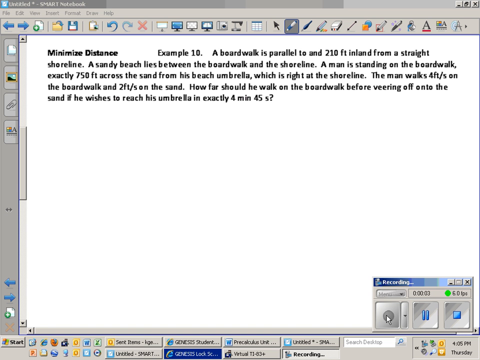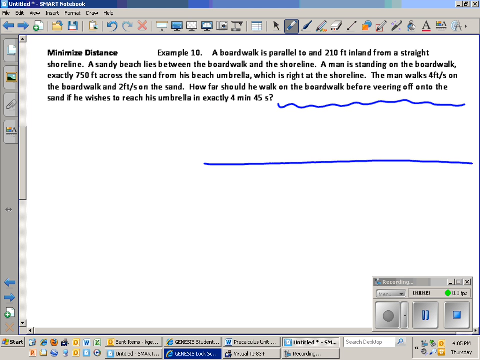Okay, Precalc students, this is example 10 from your notes. You can read the problem. I'm going to draw it out. We have a boardwalk and some shore. There's 210 feet separating it. We have a man that is walking on the shore, and he is trying to get to his umbrella.